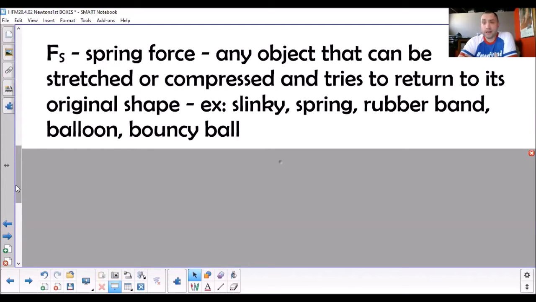So something like Play-Doh or silly putty would not count, because if you stretch out Play-Doh, it just stays there. It doesn't try to spring back to its original shape. But things like a slinky or a spring, rubber bands, balloons, bouncy balls, all those things, if you stretch them or compress them, they always want to return back to their original shape. So those would be things that have spring force.